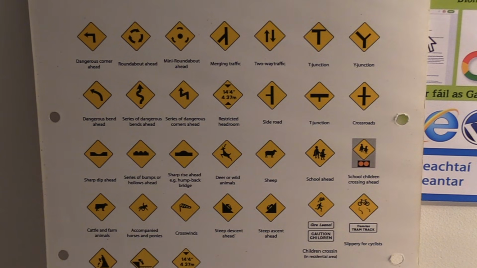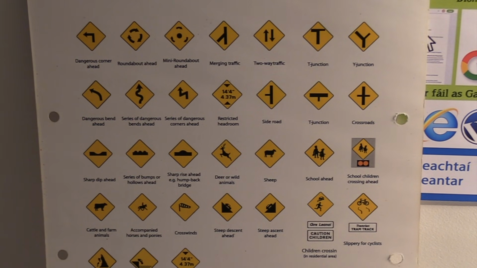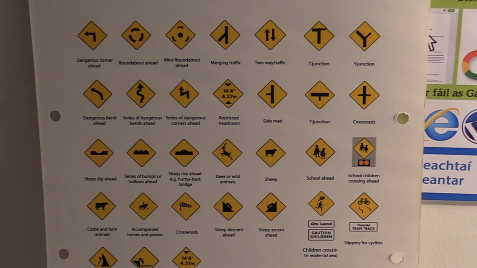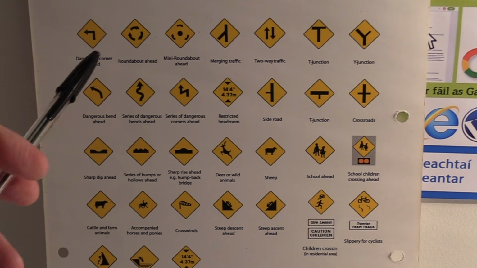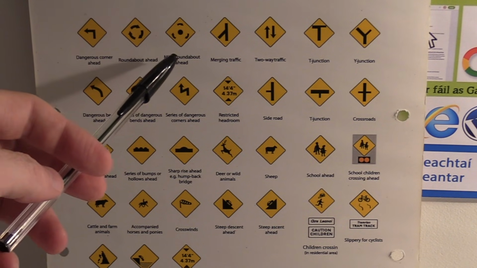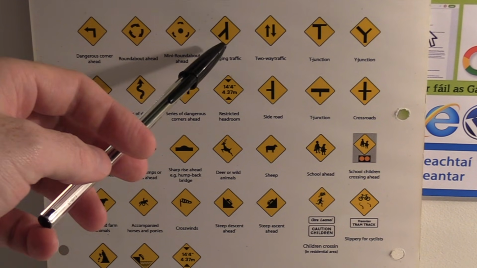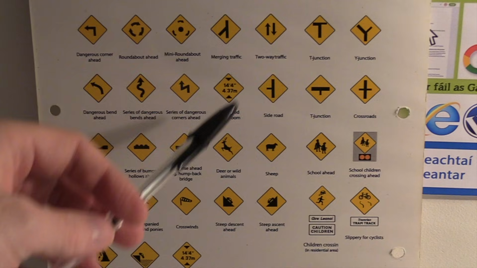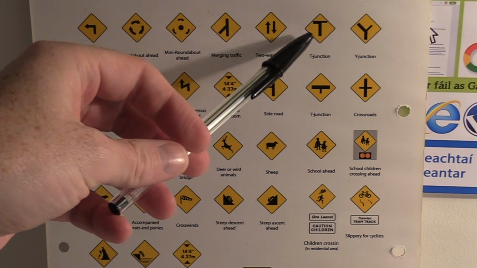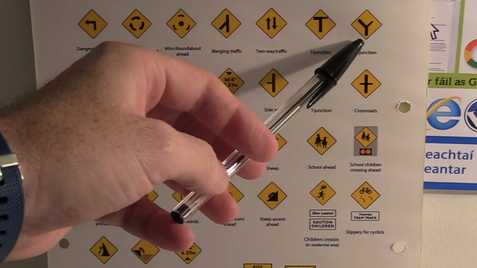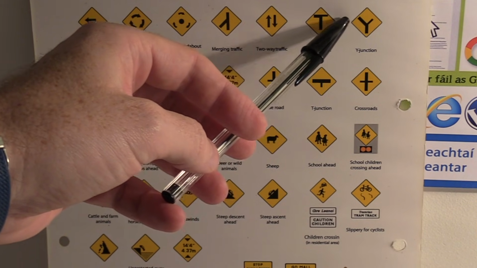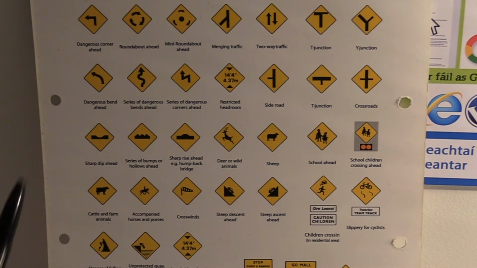So let's start off with some warning signs here which are coloured in yellow. Now these all have the answers on them, but I'll read them out briefly anyway, just for your benefit. So first of all here we have a dangerous corner ahead, then we have roundabout ahead, mini roundabout, merging traffic here from the left, two-way traffic, T-junction ahead with the major road on the left because the line is much thicker, Y-junction here with the major road going off to the left because the line is much thicker.